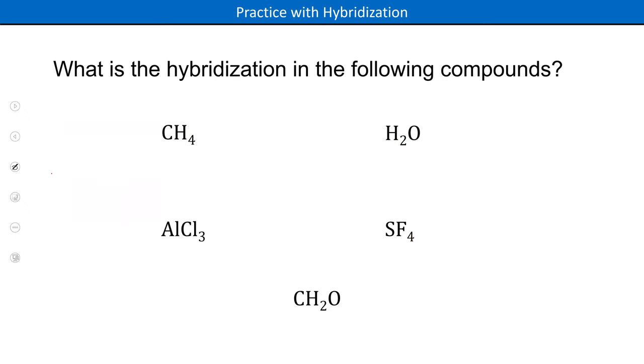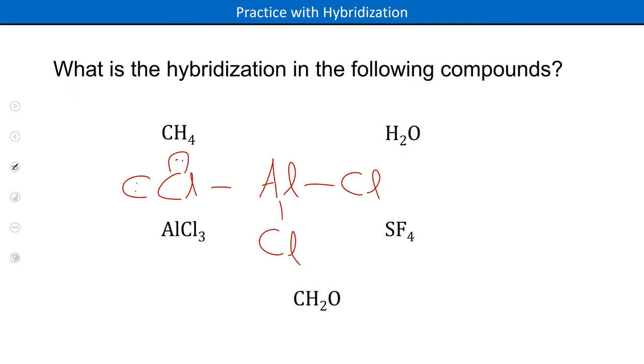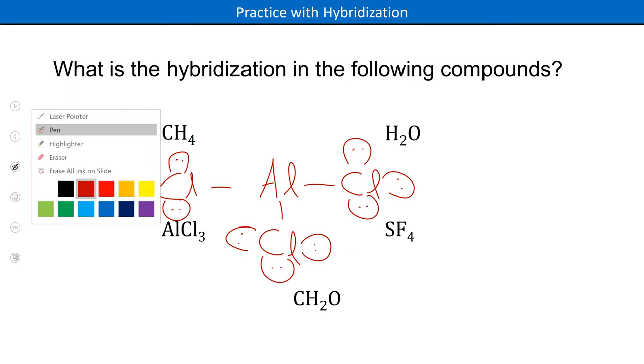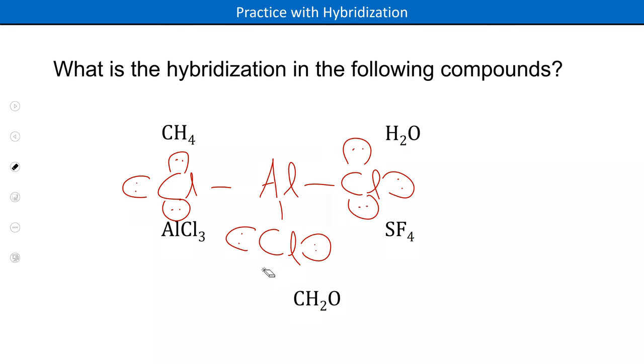All right, how about AlCl3? What is that? That Lewis dot structure is going to look something like this. And if we draw it just like this, then we don't have a full valence around the aluminum, even though that makes all the formal charges zero. So we could draw it with a double bond between the aluminum and one of the chlorines.